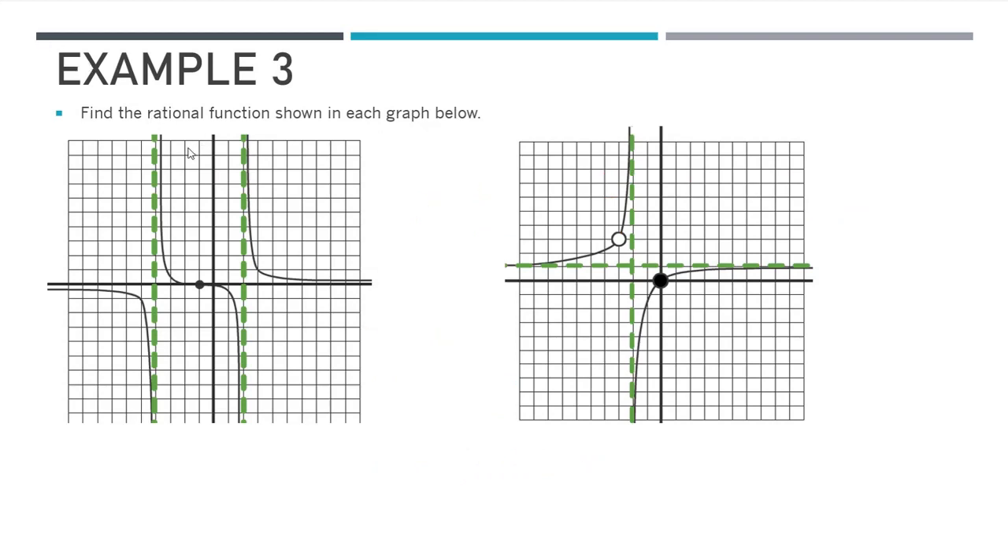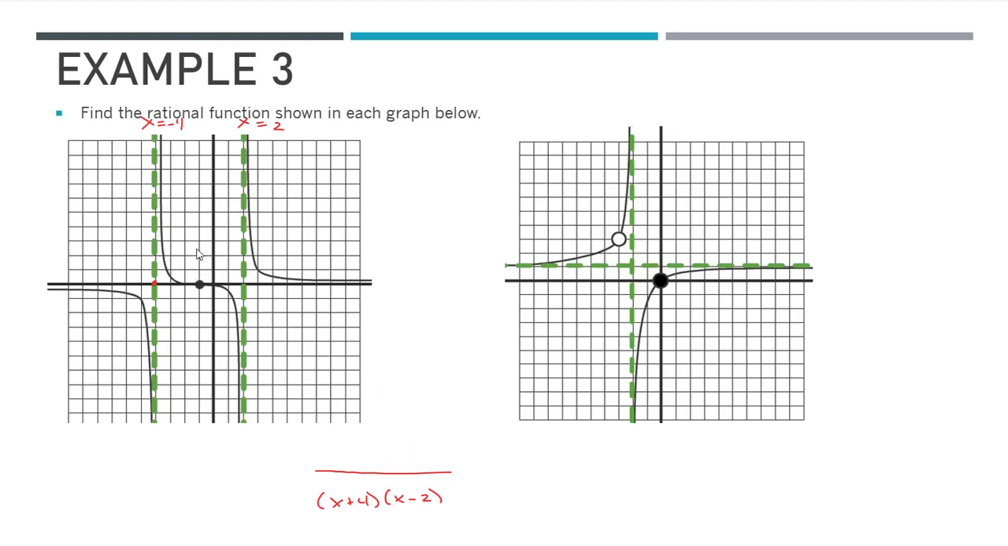All right, our next question is very similar to the last one, but this time we're just looking off of graphs instead of a table. So find the rational function shown in each graph below. I like starting with the asymptotes. They're nice and easy. So if I look right here, I've got one at -4. So this is x equals -4. And this one's at x equals 2. Meaning that I must have in the denominator an x plus 4 and an x minus 2. Okay, that solves that part then.